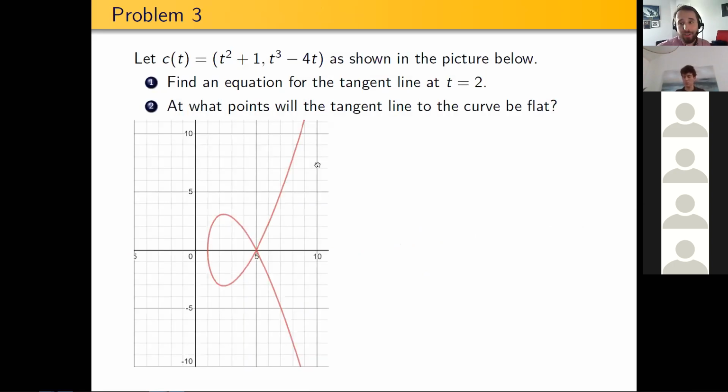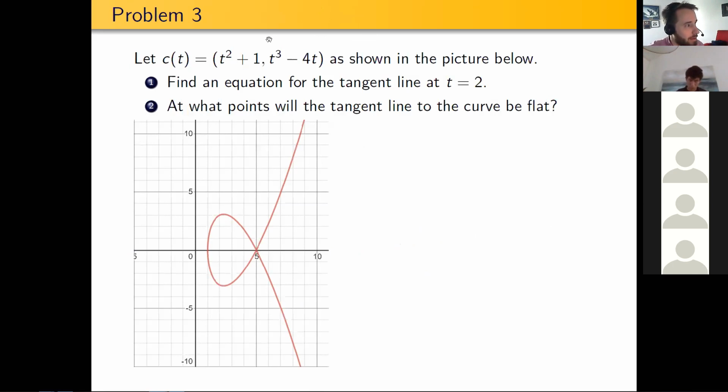What does this mean in action? Well, we can talk about parametrized curves, and here's an example of a kind of cool parametrized curve that does this little loop-de-loop. We can try to find an equation for the tangent line at a given moment in time, and we can try to see at what moments in time our tangent line will be flat. And I think we have enough time to explicitly compute both of these. So let's see if we can do this. Let's give it a try.